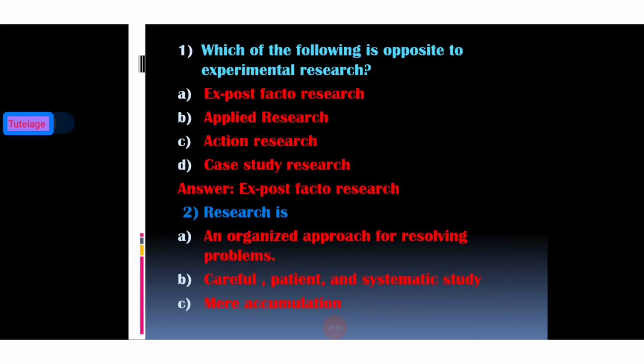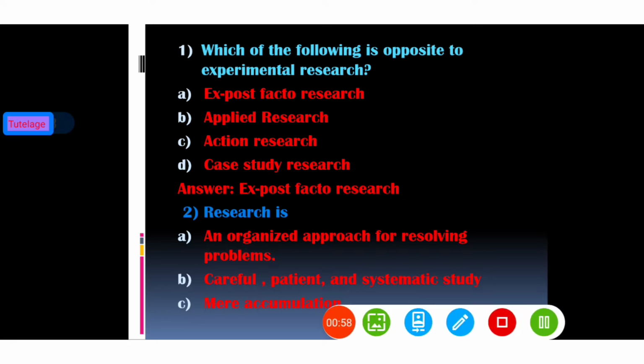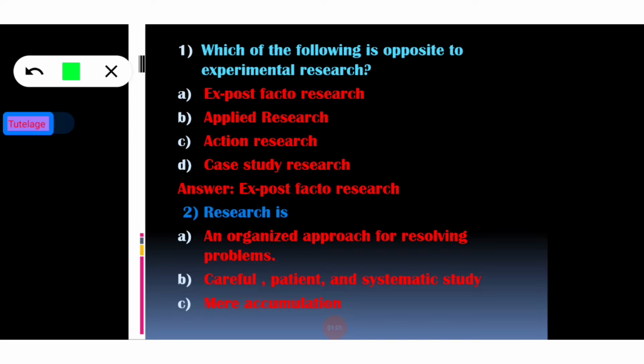Here is the first question of this session. Which of the following is opposite to the experimental research? And we have four options. First option is ex post facto research, second option is applied research, third option is action research, and the last option is case study research. We have already discussed what we mean by ex post facto, applied, action, case study and experimental research. So I think this is clear.